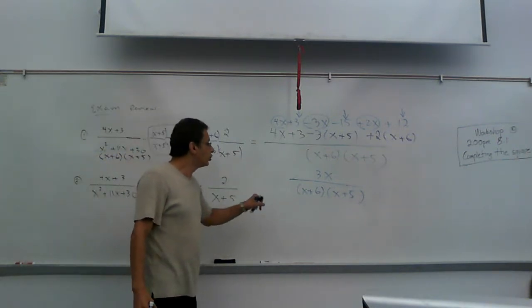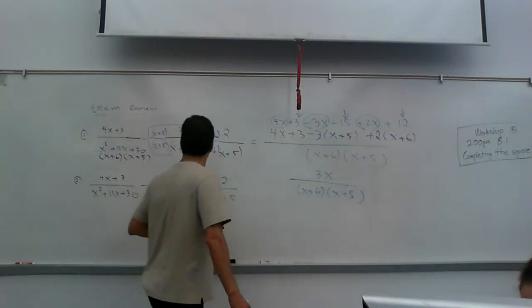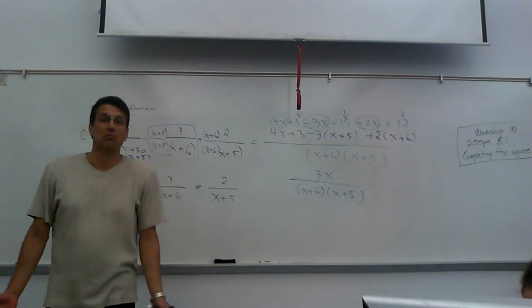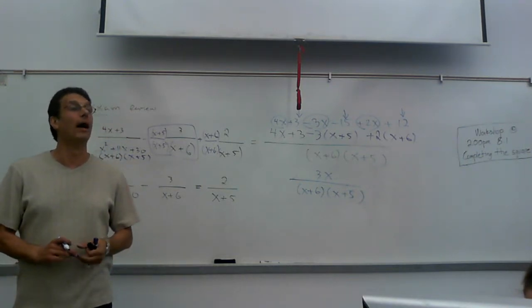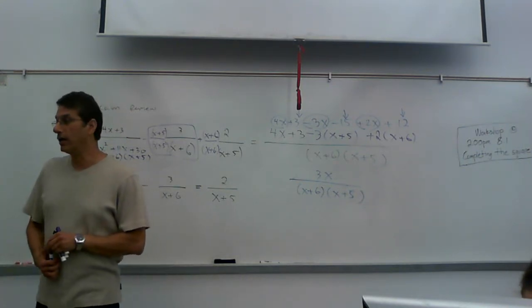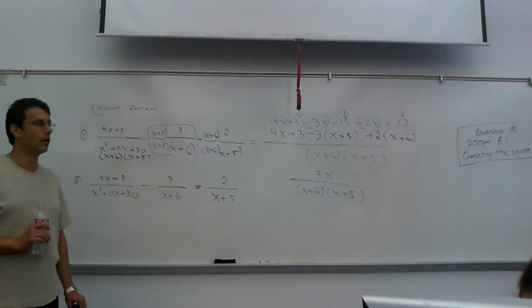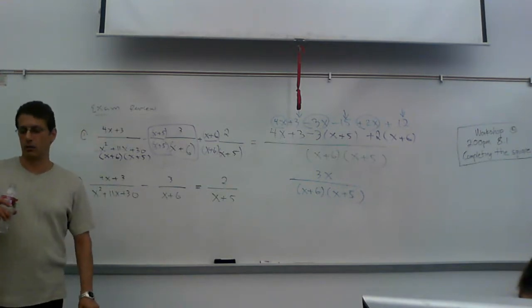Now, do you have to multiply these two and write down x squared plus 11x plus 30? No. As far as I'm concerned, the answer is no. You don't have to. Okay? By any chance, if some instructors are interested in that, you want to go with that step. There's no need for that. Is everybody okay with the first one?